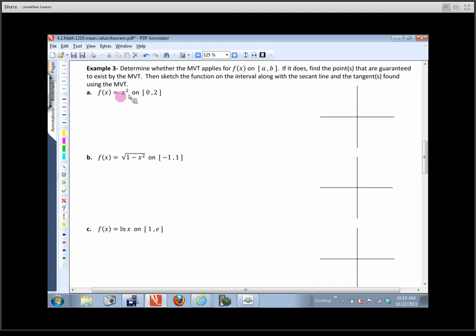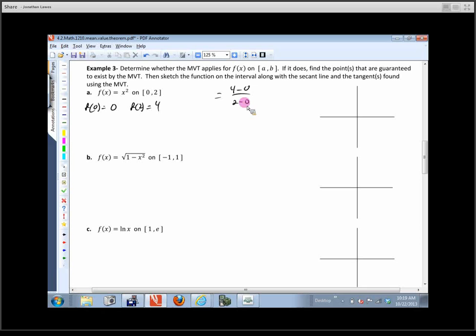So, first thing we want to check is, is it continuous? Yes. Closed interval? Yes. Differentiable on the interior? Yes. Okay? So, here's what we want to do. Let's find f of 0. F of 0 is 0. Let's find f of 2. F of 2 is 4. Let's find the average rate of change. The average rate of change would be 4 minus 0 over 2 minus 0. F of b minus f of a over b minus a.